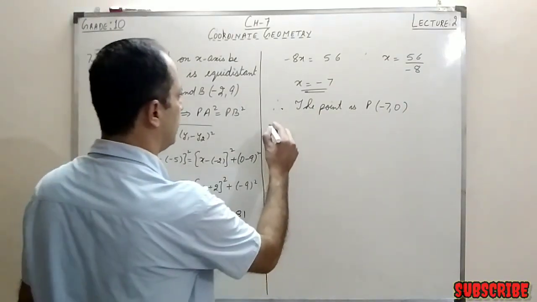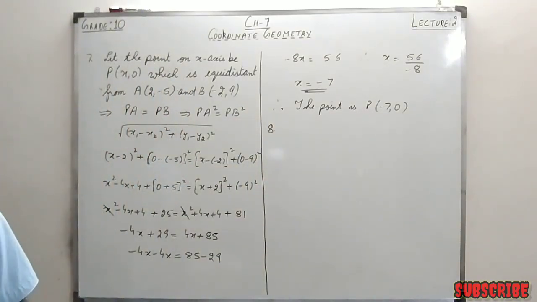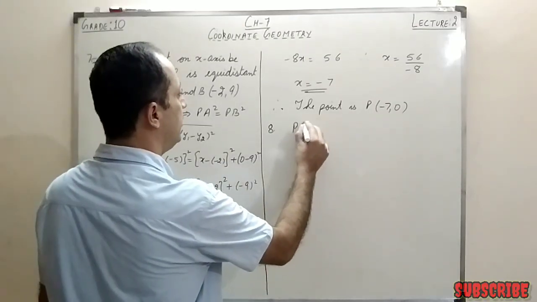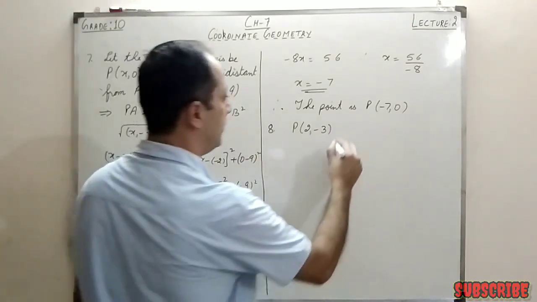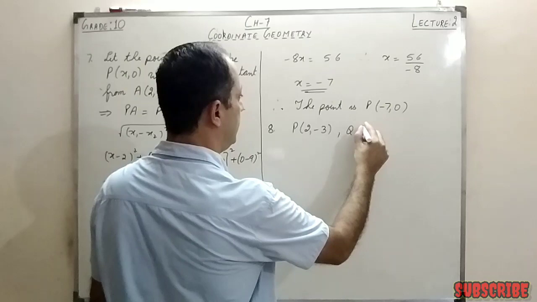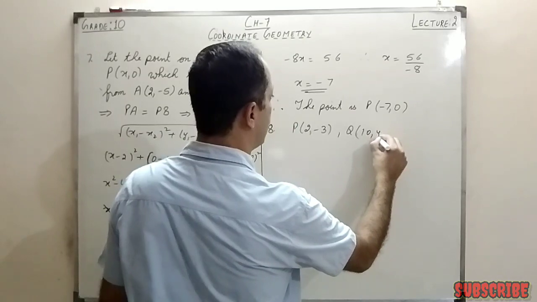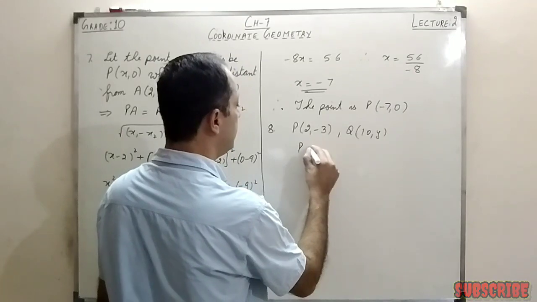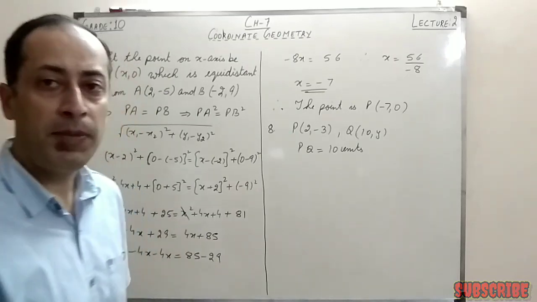Now let's take the 8th question of this exercise. In the 8th question it is given, find the values of y for which the distance between two points is 10 units. Now what is given to us: there are two points P and Q. P is (2, minus 3) and Q is given to us as (10, y). It is given that the distance between P and Q is 10 units.